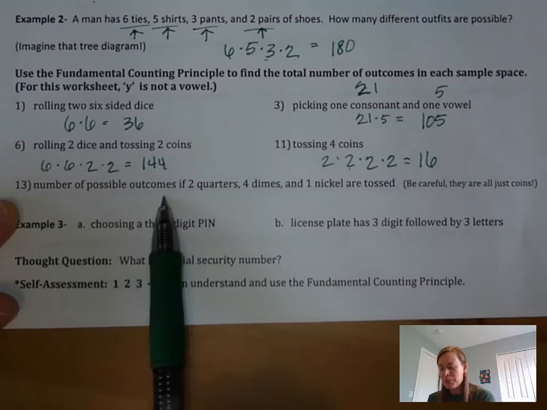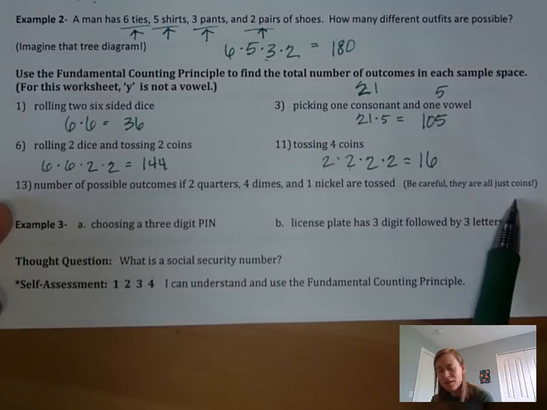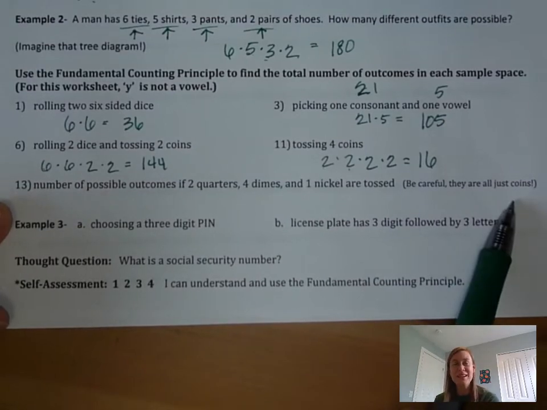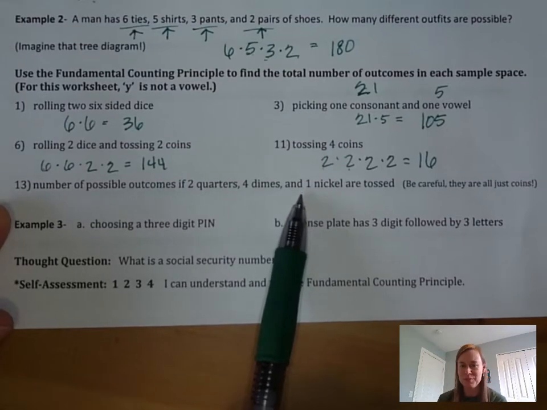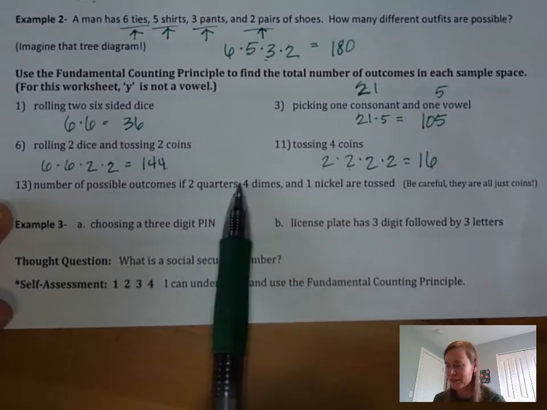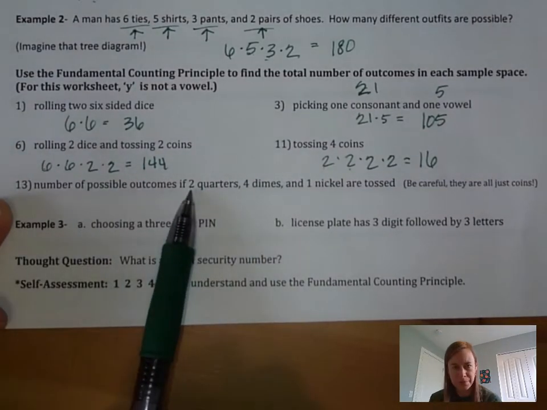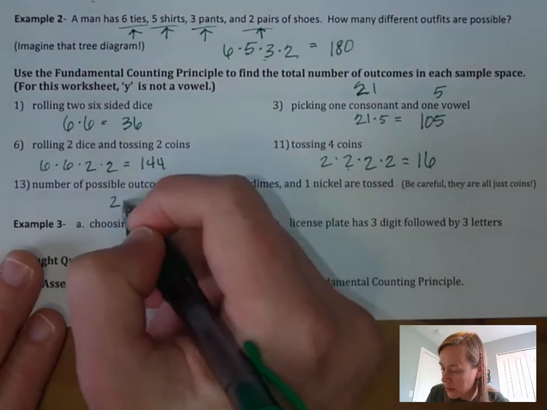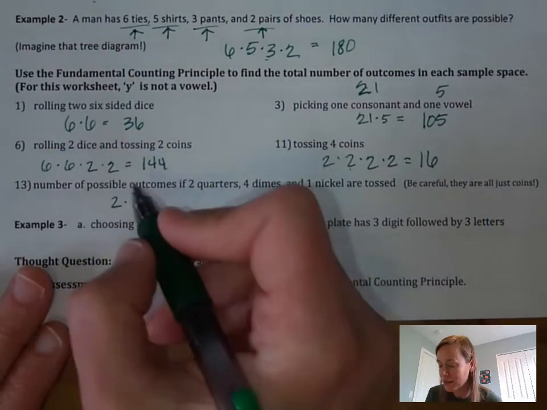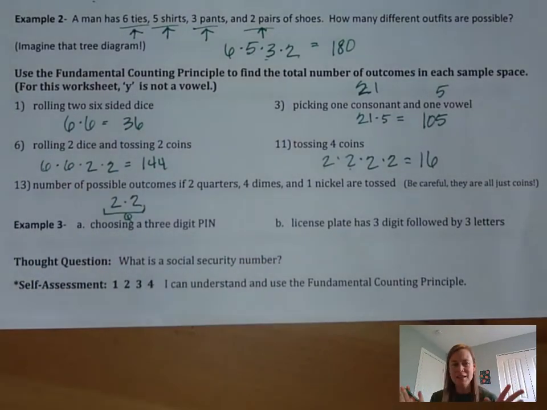Okay, and now number 13. The number of possible outcomes if 2 quarters, 4 dimes, and 1 nickel are tossed. It says be careful, they're all just coins. That's not a trick, it's a tip, because we don't want you to just grab these numbers and multiply them together. That will get you the wrong answer. So on number 13 from your assignment, let's be really careful. It looks like we need 2 quarters. So the first quarter is either heads or tails. That's 2. The second quarter is the same, heads or tails. I'm just going to bracket it and label it quarters. That's not necessary. It just helps me remember where I am in this problem.